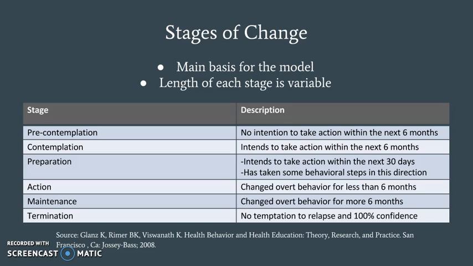So the stages of change are really the main basis for the model. And the length that a person stays in each stage is variable. And again, like I mentioned, they can go backward and forward before moving on to the next one. So here they are listed here. Really, the first 5 are part of the main theory, and the termination phase has not been studied as thoroughly to this point. But now we're just going to go in and talk about each of the stages.